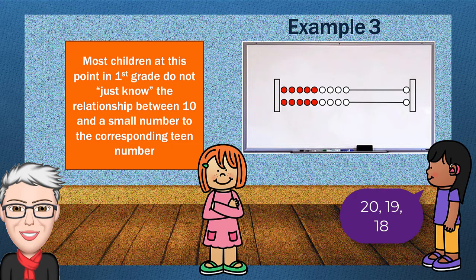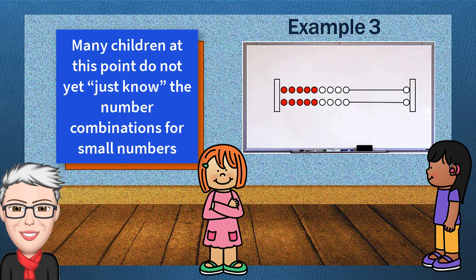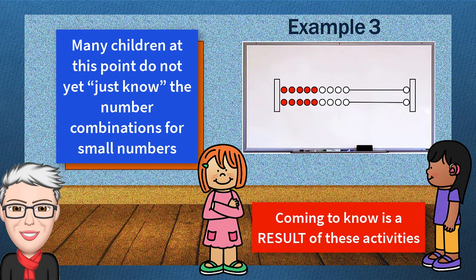I want to say something about these solutions that involve some counting on and counting back. Earlier, I said that a goal is that children use the color configurations of the beads to figure out how many there are without counting, explicitly without counting everything by ones. Many of the ways children reason on these tasks involve some counting. Why is that? It's because children do not yet just know the number combinations for small numbers, in particular for numbers between 10 and 20. Coming to know these is a goal of this sequence. It's a result of using these instructional activities.